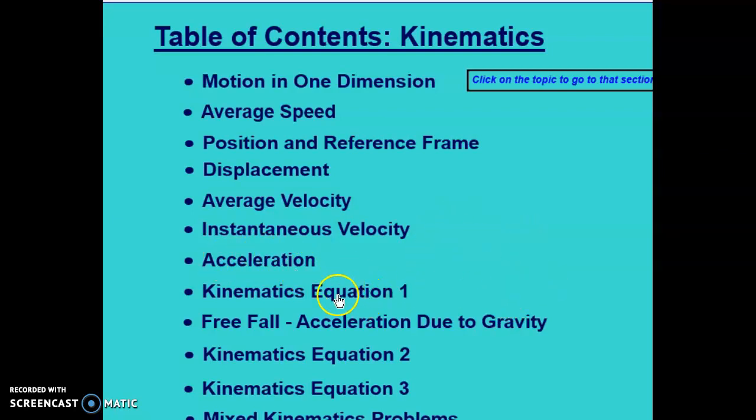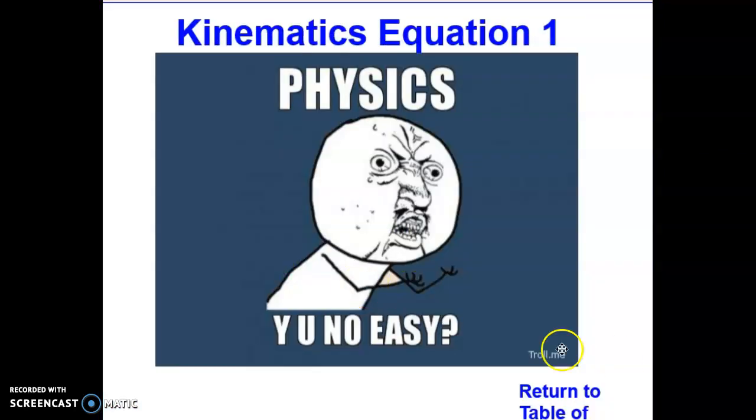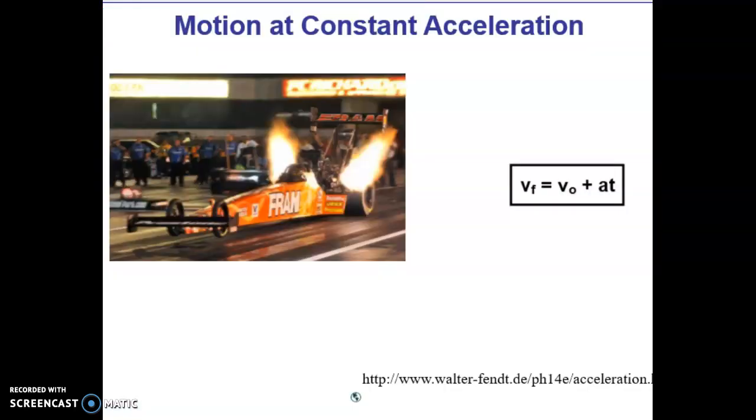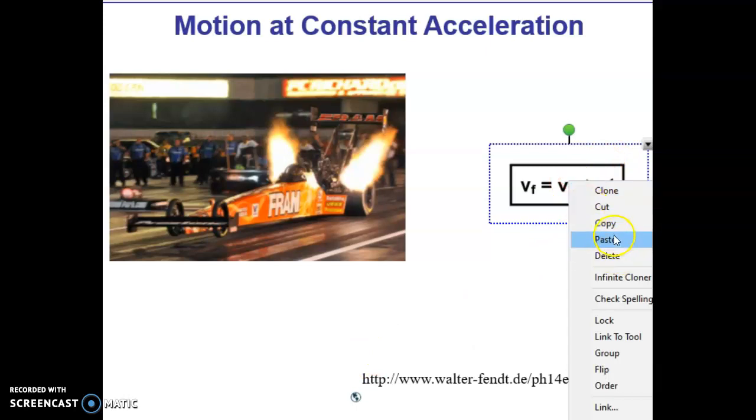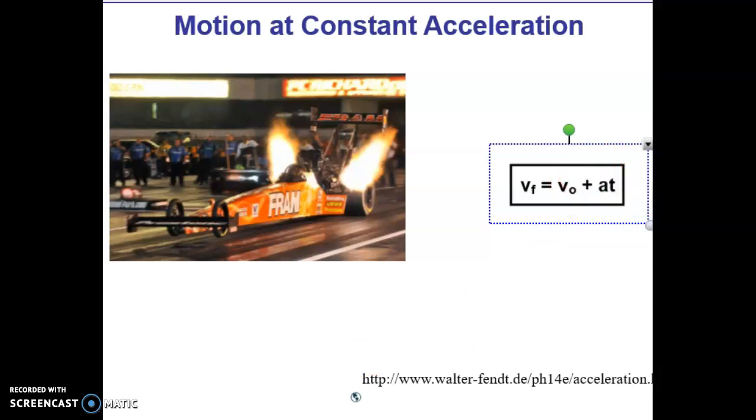So we'll just move into kinematics equation number one today. If we look at the table of contents, we're right here at kinematics equation number one. Quite simply, it's an equation that we already did. It says that our VF, which is our final velocity, will be equal to our initial velocity plus acceleration times time. So today's lesson is basically just using this equation to solve kinematics word problems.